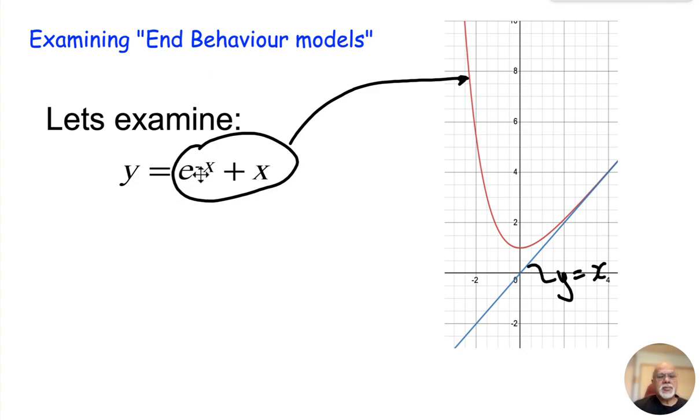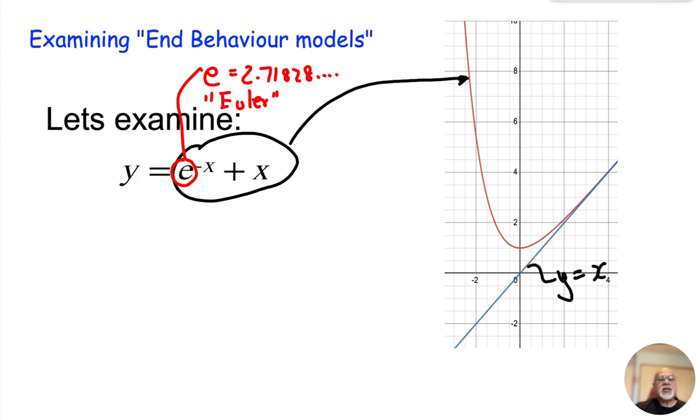Now, in case you don't remember, e, which is equal to 2.71828 and so on, is referred to as the Euler constant, named after Leonhard Euler. And probably, besides pi, one of the most famous constants in mathematics.